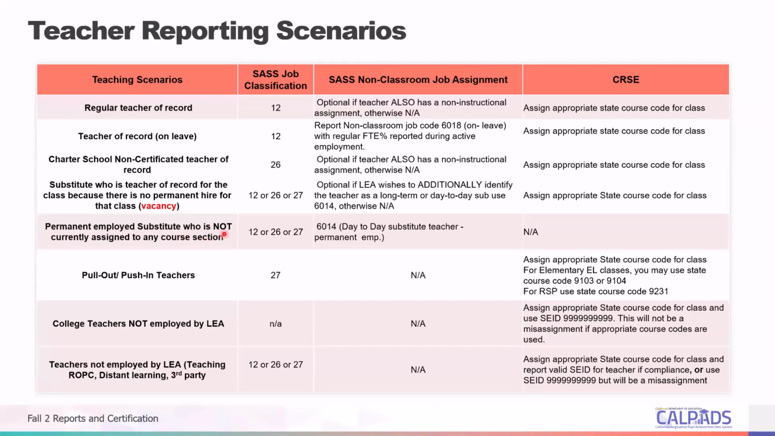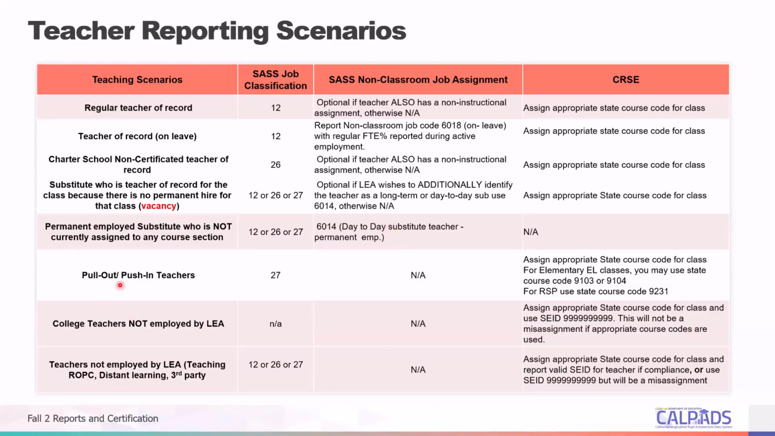So sometimes you still have those day-to-day subs that are permanently employed. If they are not assigned to a class but they are permanently employed day-to-day subs, you may report them in CalPADS. It could be a 12, a 26, or 27, and then report a non-classroom job assignment code of 6014, which is reflective of the day-to-day substitute teacher.